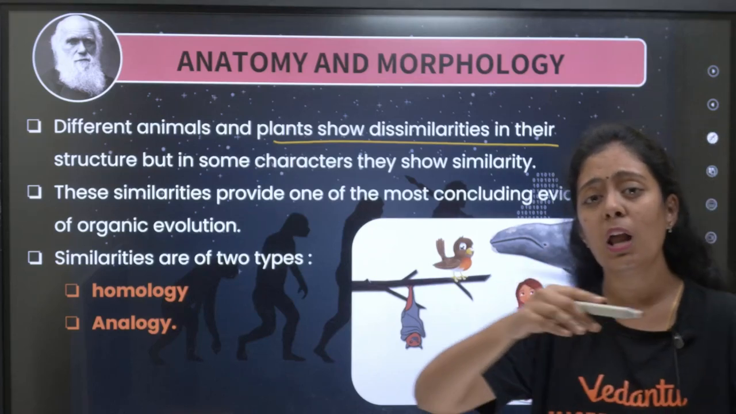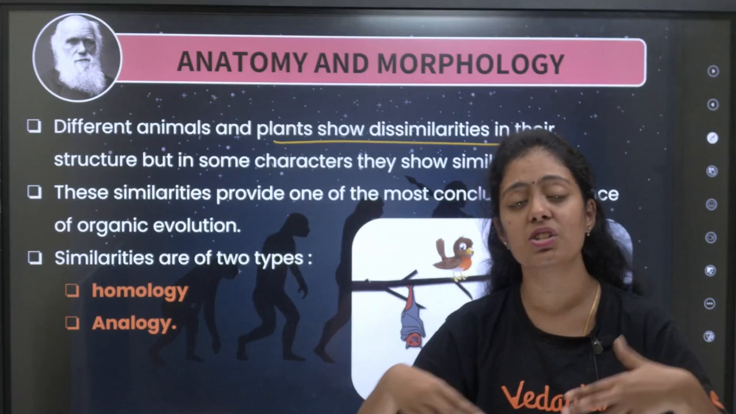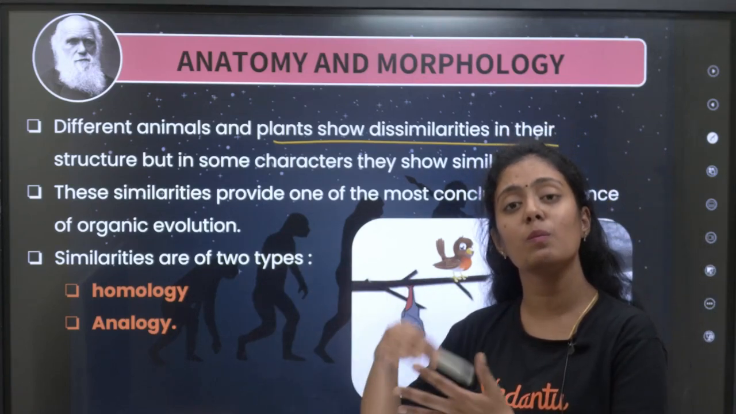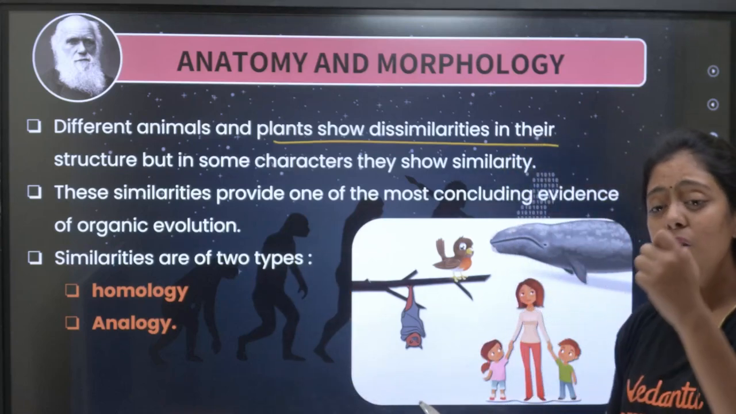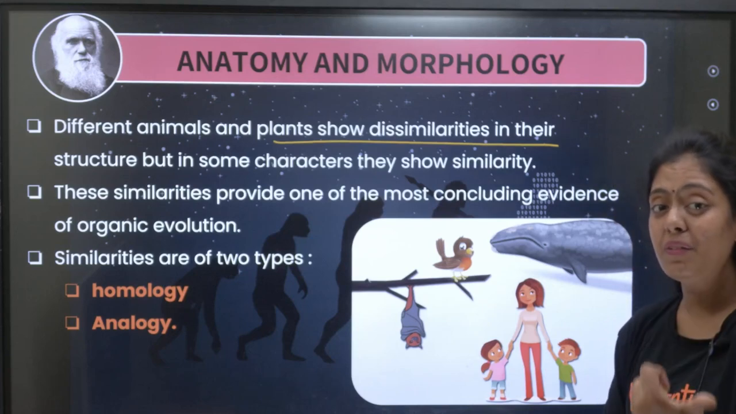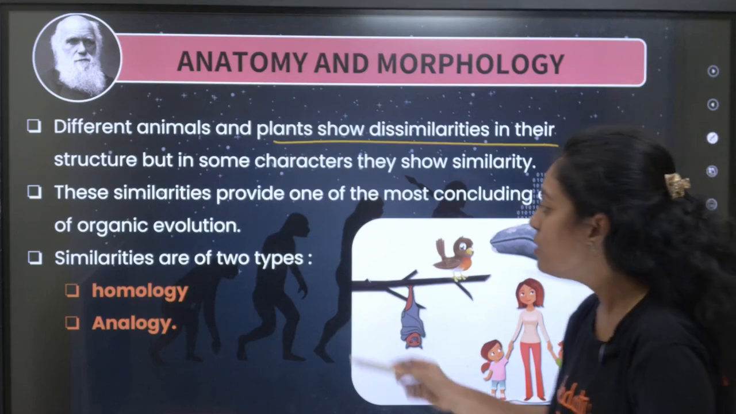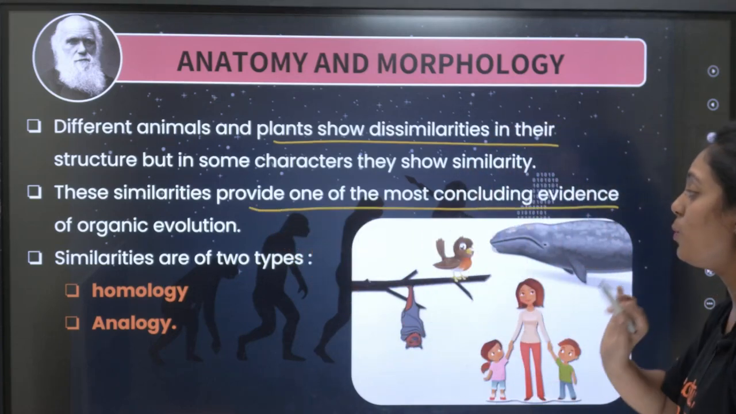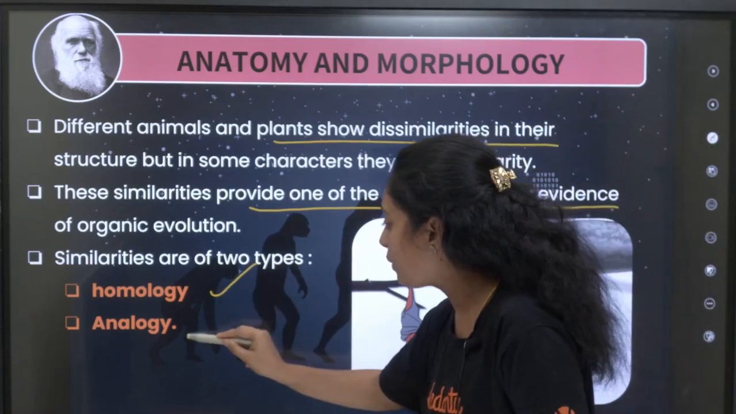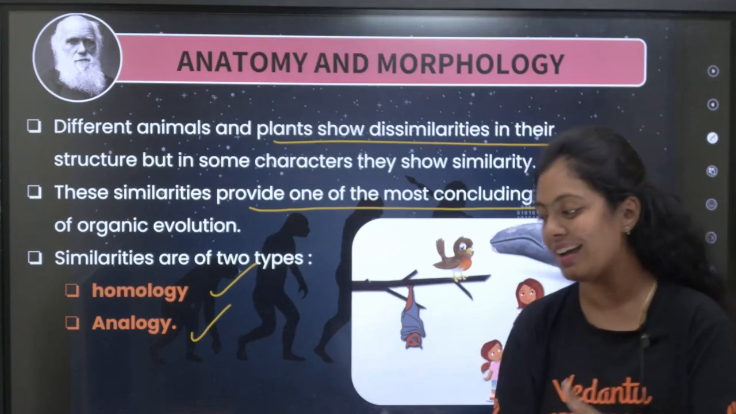Okay, so you see all birds are anatomically and morphologically similar. Similarly, all mammals are anatomically and morphologically similar. So the similarities and dissimilarities could be an evidence for evolution. These similarities provide one of the most concluding evidence of organic evolution. The similarities are of two types, homology and analogy.